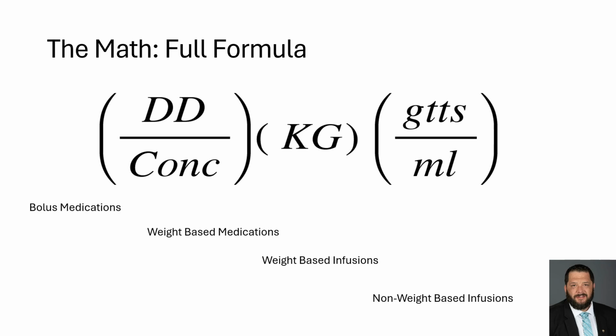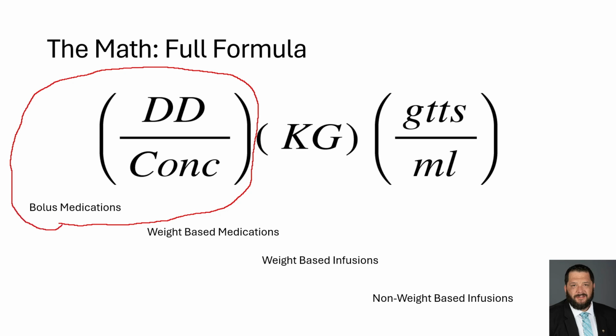You're not going to use all pieces of this formula for every medication calculation, though. It is derived based on what your order is requesting. So, for example, a bolus medication. An example of a bolus medication is: administer 4 grams or 4 milligrams of this medication. That's a bolus. You would only need to use desired dose over concentration.